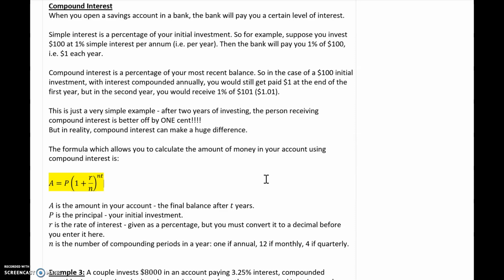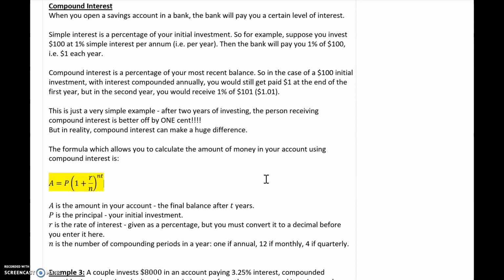So A is the amount that you end up with. Okay, A is the amount that you end up with. Call it the amount. It's what you end up with. It's the final balance after you've been investing for t years. Okay, so t years. P is the principal. It's your initial investment. So the principal is what you started with. It's your initial investment. r is the rate of interest.